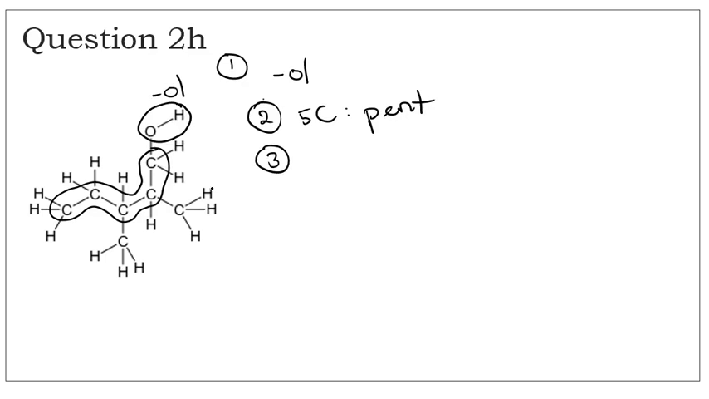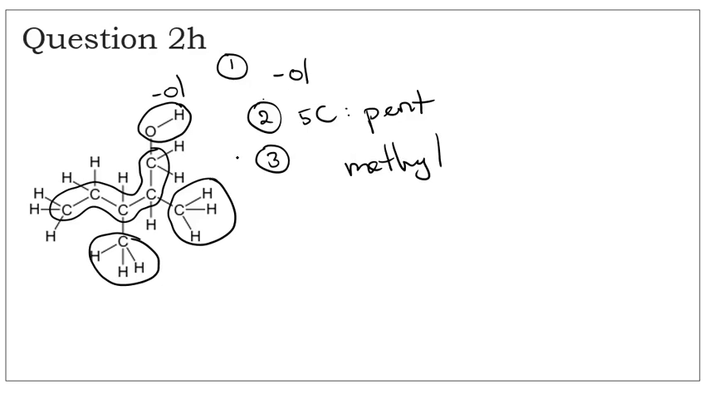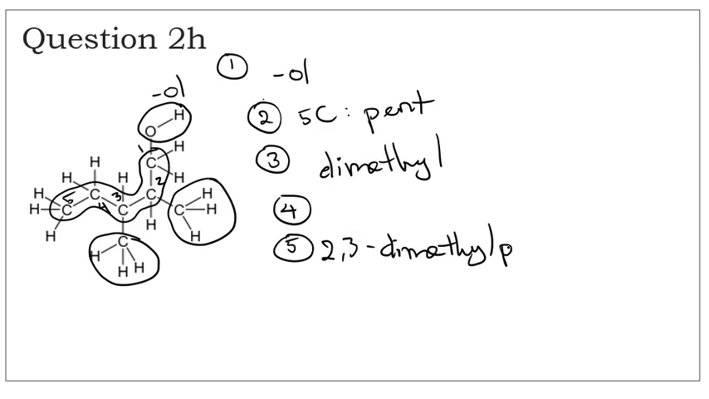Number 3, I have 2 branches, one here and one here. They are both methyl. Not sure why it started to become italic. Dimethyl. You definitely need to number the longest carbon chain. So 1, 2, 3, 4, 5. Yes. And 2, 3. So 2,3-dimethylpentan-1-ol.